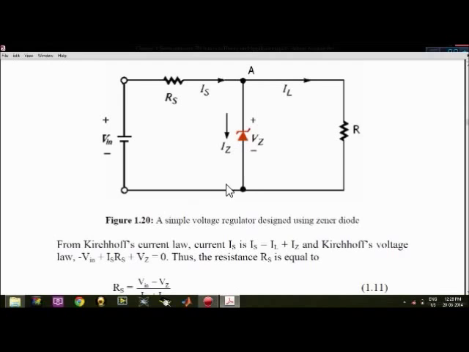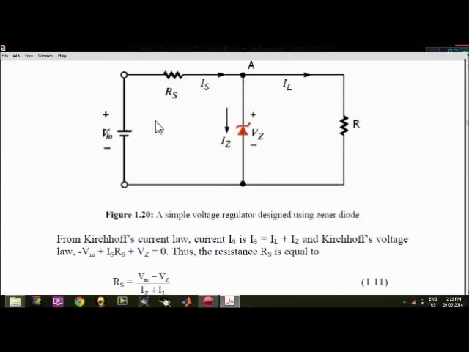Now applying Kirchhoff's law, we can easily find this: Is equals IL plus Iz. In this node A, Is equals IL plus Iz, and applying Kirchhoff's voltage law, you are well acquainted with this current law and voltage law as you have seen the videos of DC circuit.